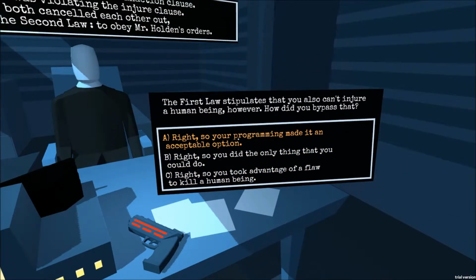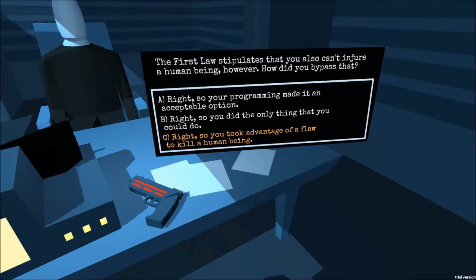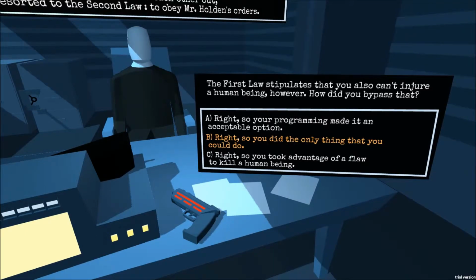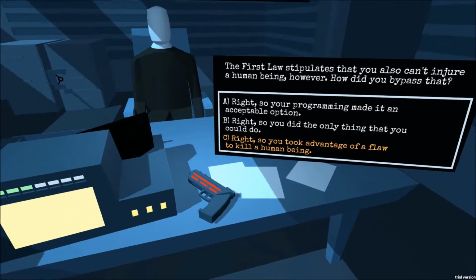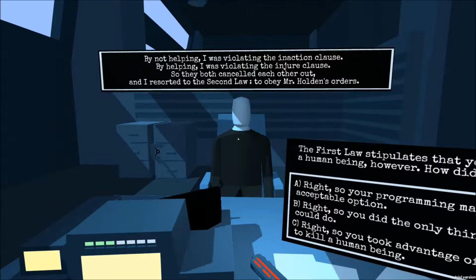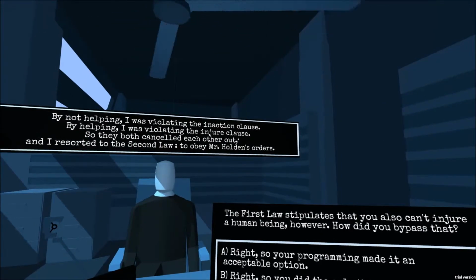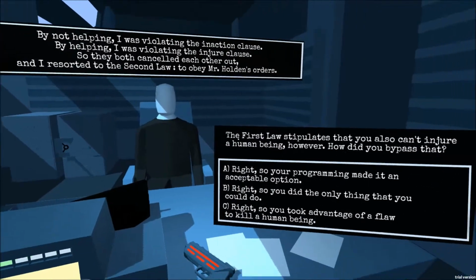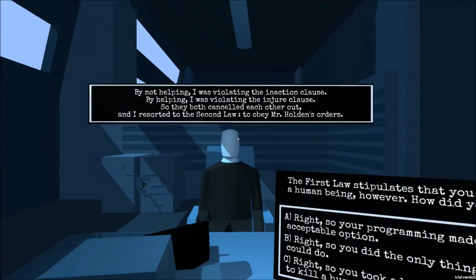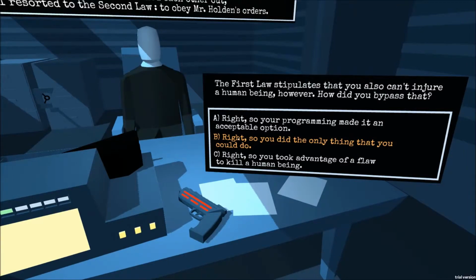Right, so your program made it an acceptable option. Right, so you did the only thing that you could do. Right, so you took advantage of a flaw to kill a human being. I suppose it is the only thing you could do. I mean, he couldn't do inaction and he couldn't injure. Some seriously twisted logic computers have. Let's go with B.